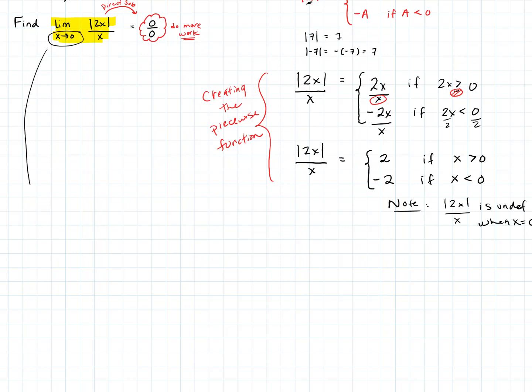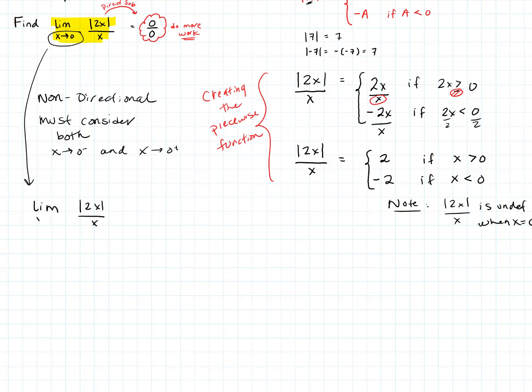Notice this is a non-directional limit, which means we must consider both sides. We must consider both x approaching 0 from the left and x approaching 0 from the right. Anytime we have a non-directional limit like that, we need to consider both the left and the right. Okay, so let's do it. What is the limit of the absolute value of 2x over x as x approaches 0 from the left? Let's do the left first.